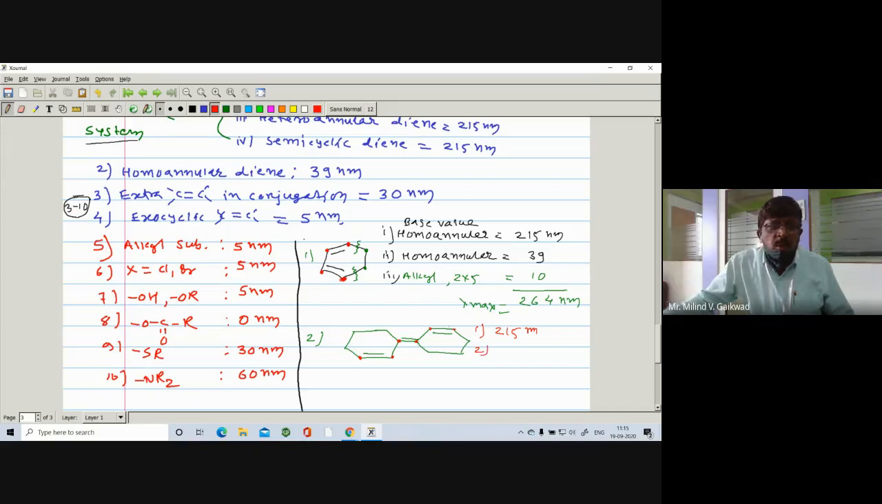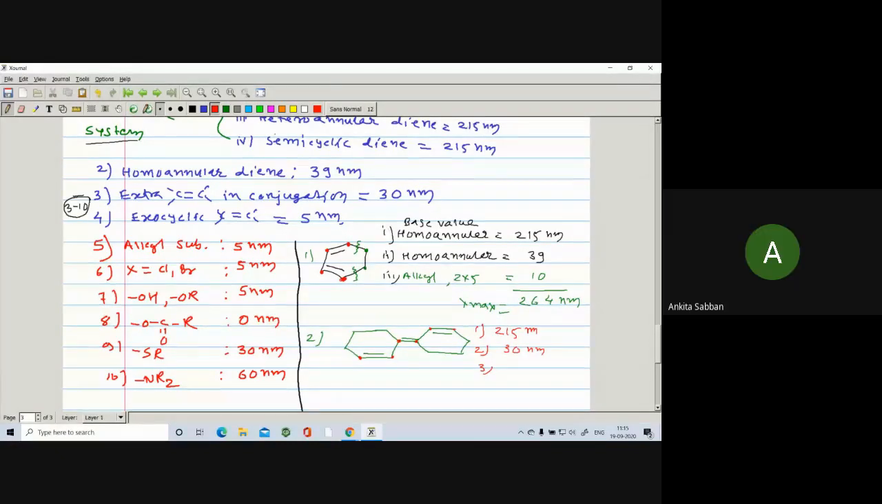Number 2, you have to go for the next, homoannular diene. Whether it is an example of homoannular diene, meaning 2 pi bonds, no, so there is no need to add anything. An extra carbon-carbon double bond in conjugation, yes. One extra means you have to add 30 nanometer. Number 3, now exocyclic carbon-carbon double bond.